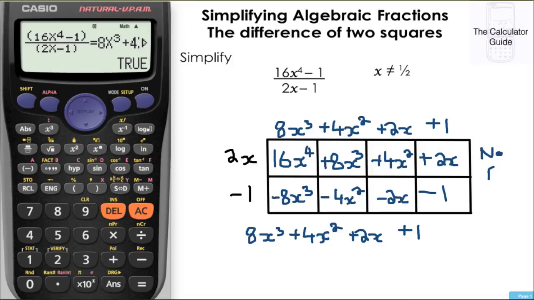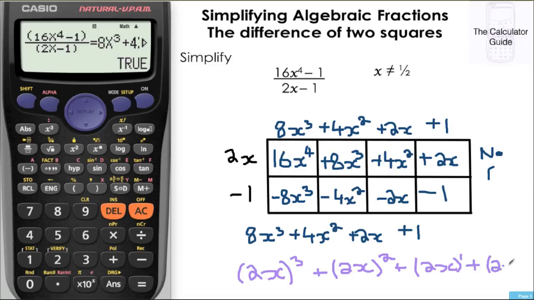So here I've got my final expression. Notice that it is the same as the expression that we found by factorising. And some of you may have noticed that there is another way that we could express this, particularly if you're familiar with the binomial expansion. We can write the first term as being 2x cubed, plus the second term as 2x squared, plus the third term as 2x to the power of 1, and then the last term as 2x to the power of 0. So a different way of being able to express that particular expression there. So hopefully you can see the relationship between the two.